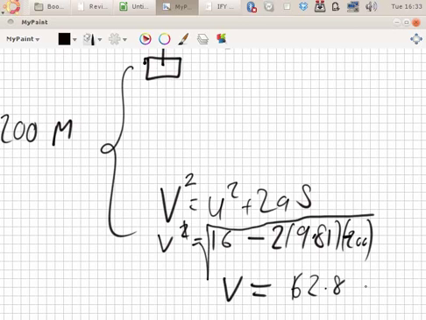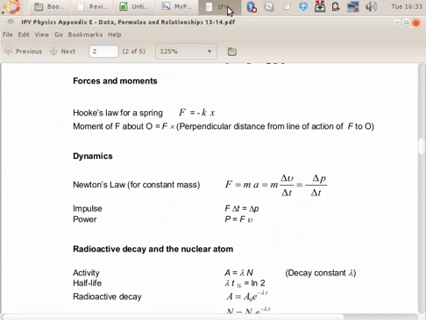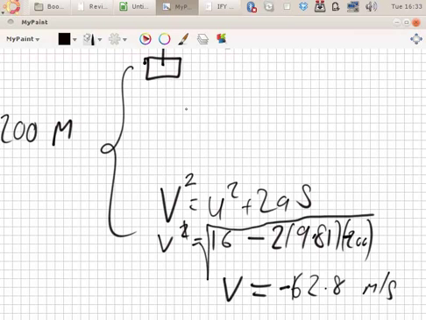62.8 meters per second. And of course, with a square root, you have a plus or a minus. So which answer do we take, the plus or the minus? Well, we should really say it's minus because it's going down into the earth.